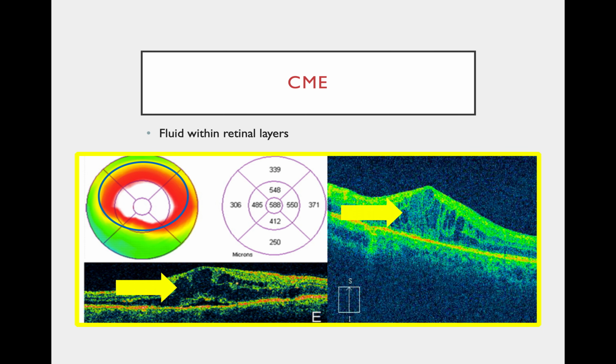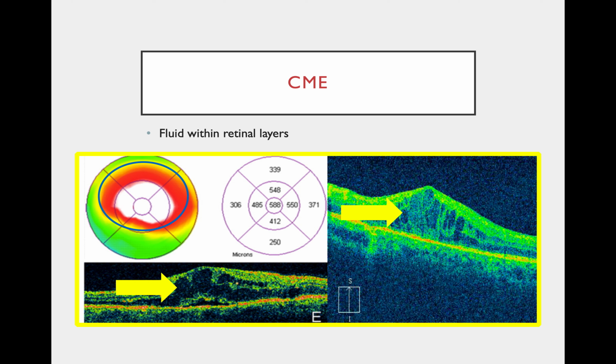OCT, of course, is one of the more common diagnostic tests we perform in the office, and it's very helpful in evaluating patients with CME. What you'll see here is large cystic spaces as demonstrated by the arrows, and our topographical map will show large areas of elevation, which you can see here highlighted by the blue circle.